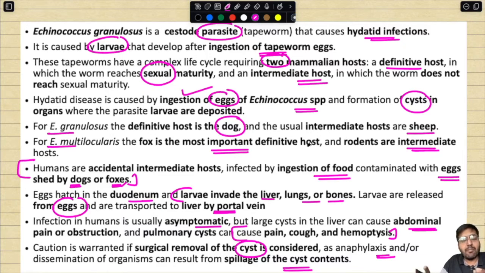This is the basic introduction to hydatid disease in human beings. This is very, very important for you to understand. Basically, the liver is one important site in which the person presents with abdominal pain and obstruction, and the lungs are another important site where they present with pain, cough and hemoptysis.